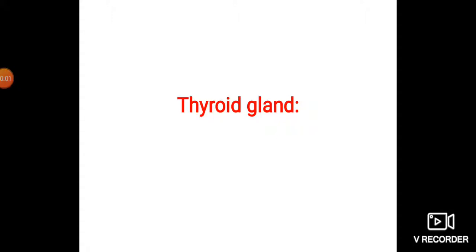The next endocrine gland which we are going to discuss is the thyroid gland. We discussed the hypothalamus, pituitary gland, and the next gland is the thyroid gland. The thyroid gland is the largest endocrine gland in the human body. It is present in the neck region below the larynx, on either side of the trachea.